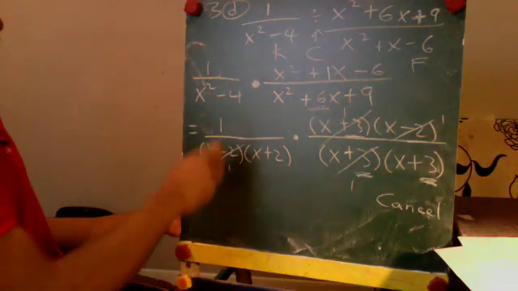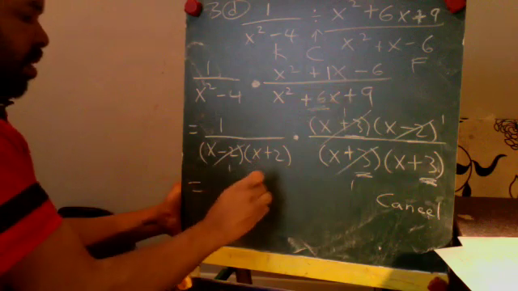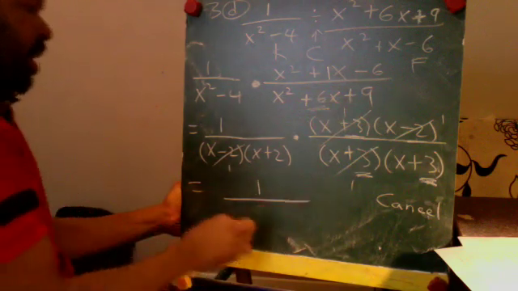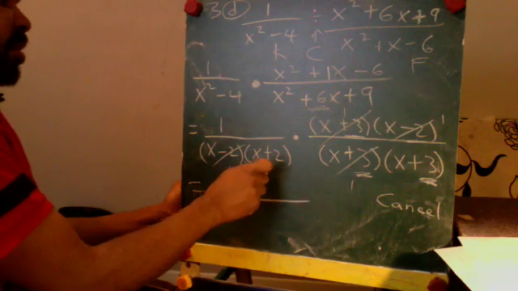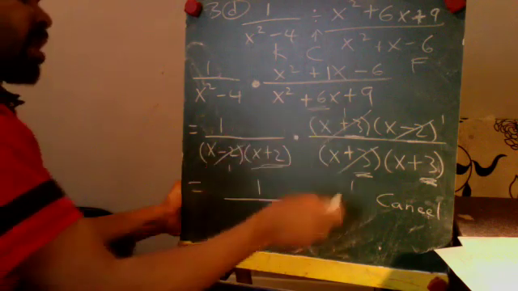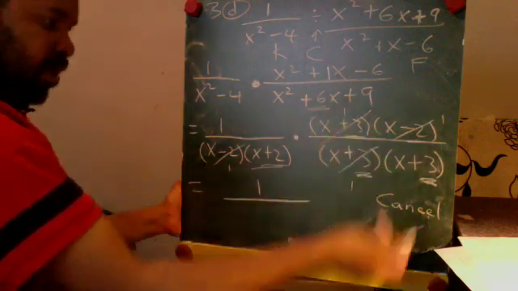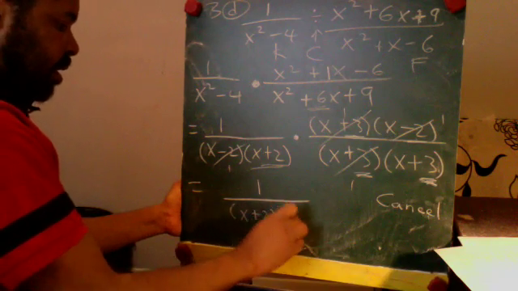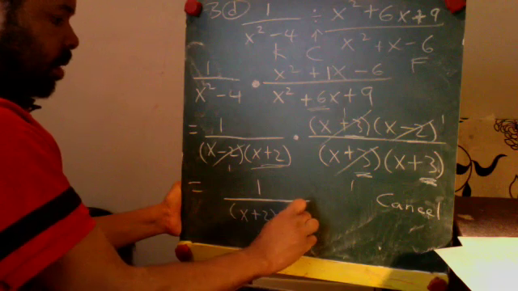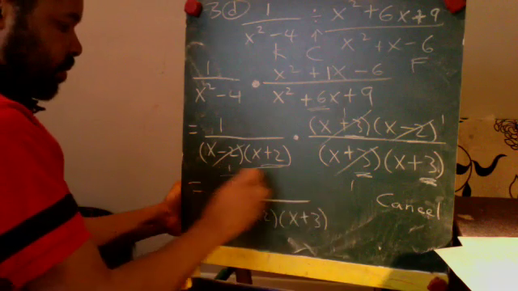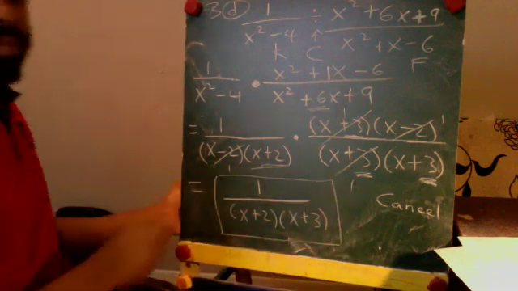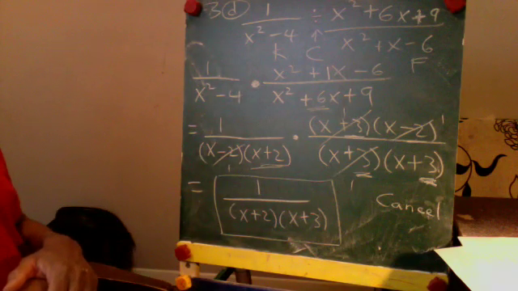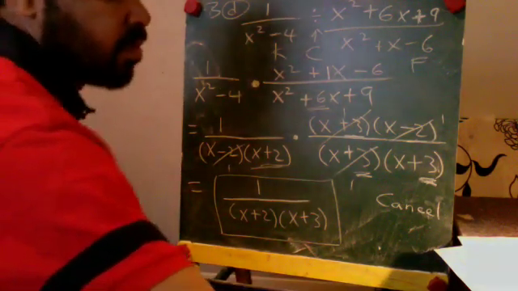So now in the numerator, I have 1 times 1 times 1, which is going to be your 1. In the denominator, I have x plus 2 times 1, which is itself, and x plus 3 times 1, which is itself. So I have x plus 2 on the left and x plus 3 on the right. And so that's my solution. That's the solution for 3D.